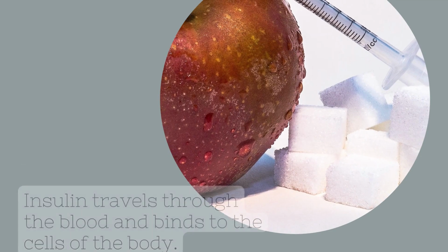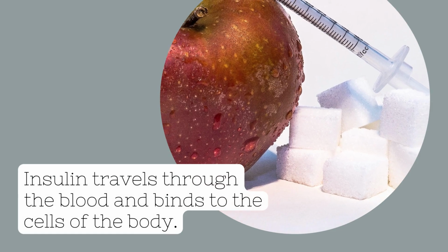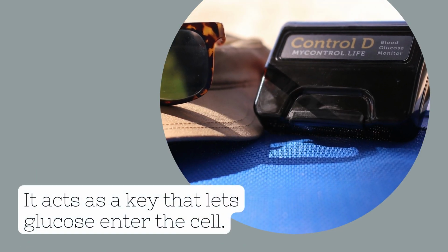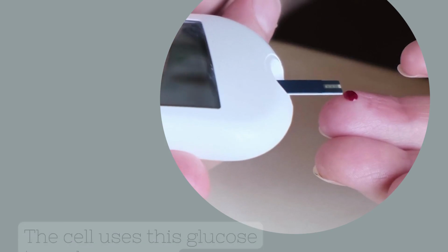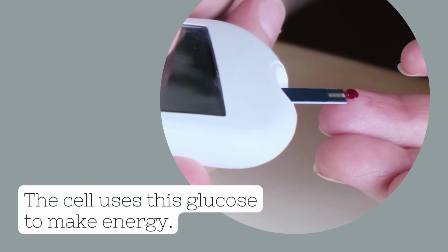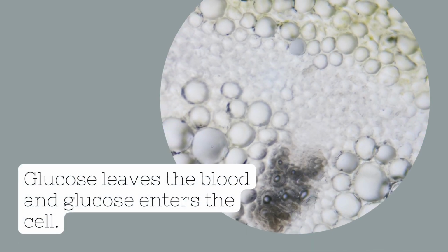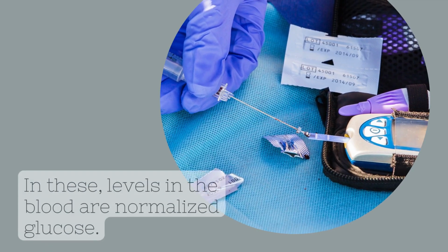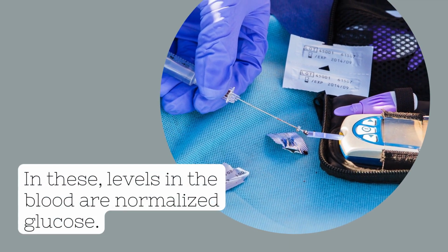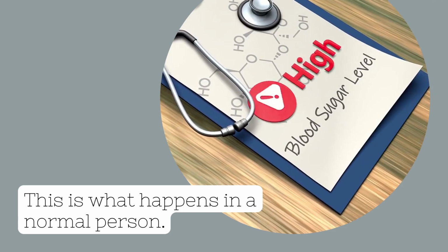insulin. Insulin travels through the blood and binds to the cells of the body. It acts as a key that lets glucose enter the cell. The cell uses this glucose to make energy. Glucose leaves the blood and enters the cell. In this way, glucose levels in the blood are normalized. This is what happens in a normal person.